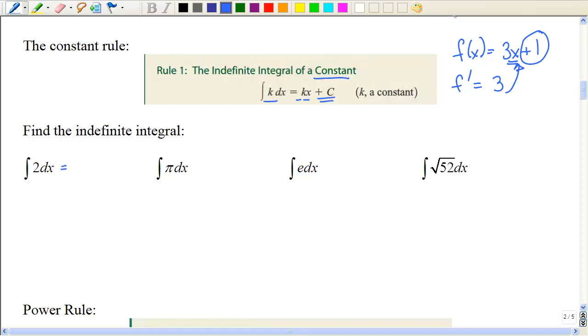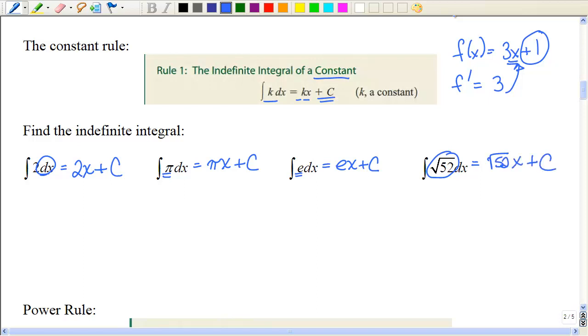To take the integral of 2 and then this dx is that differential. It also tells us what variable we are integrating with respect to. You would just put the 2, which is the constant, the x, which is the variable, and then plus c. Pi is a constant, so we put the constant times x plus c. E is a constant. Yes, it is just a number. So e times x plus c. The square root of 52 is a constant times x plus c.